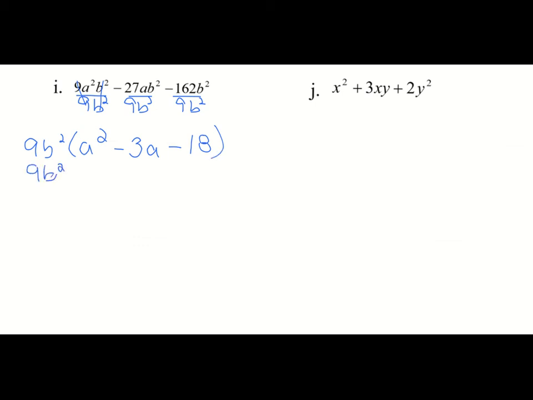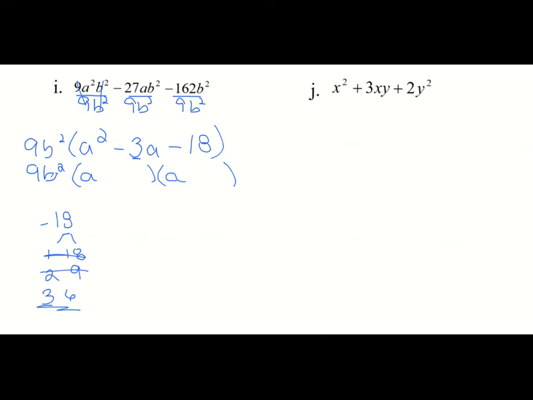We have to keep it on there. And we'll have an a and an a. Now we need a negative 18 and a negative 3. So negative 18, or just 18, is 1 and 18, 2 and 9, or 3 and 6. But I need a 3, so I can only use 3 and 6.